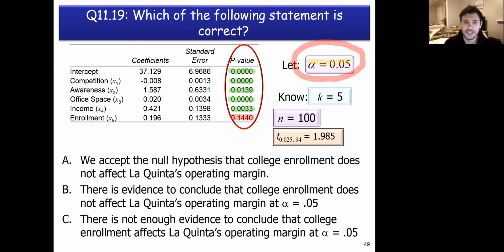But what you should see here is the conclusion: there is not enough statistical evidence to conclude that college enrollment affects La Quinta's operating margin at the 5% level of significance. And what that would tell us to do is maybe re-estimate the model, but drop variable number 5. Don't include enrollment there. It wasn't significant. And that may improve our predictive power here.